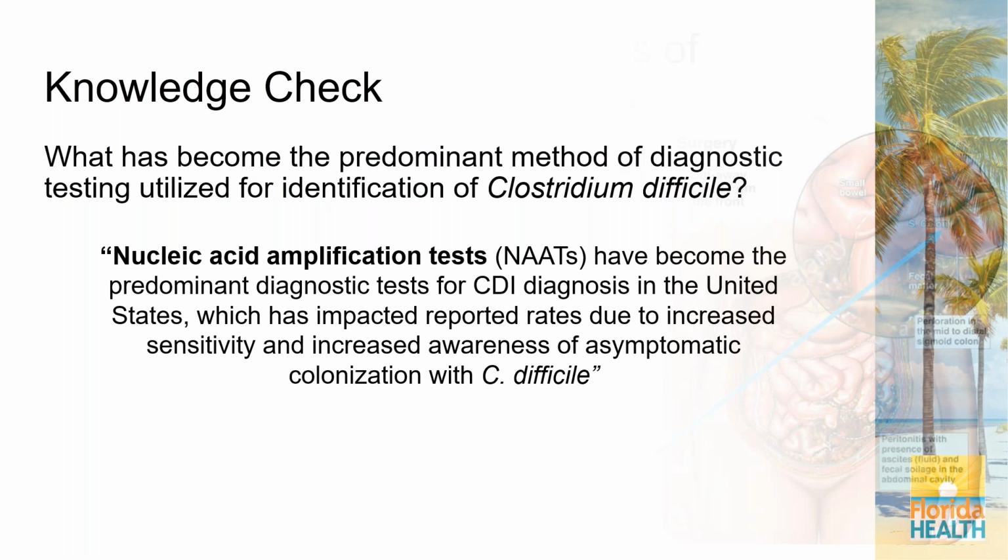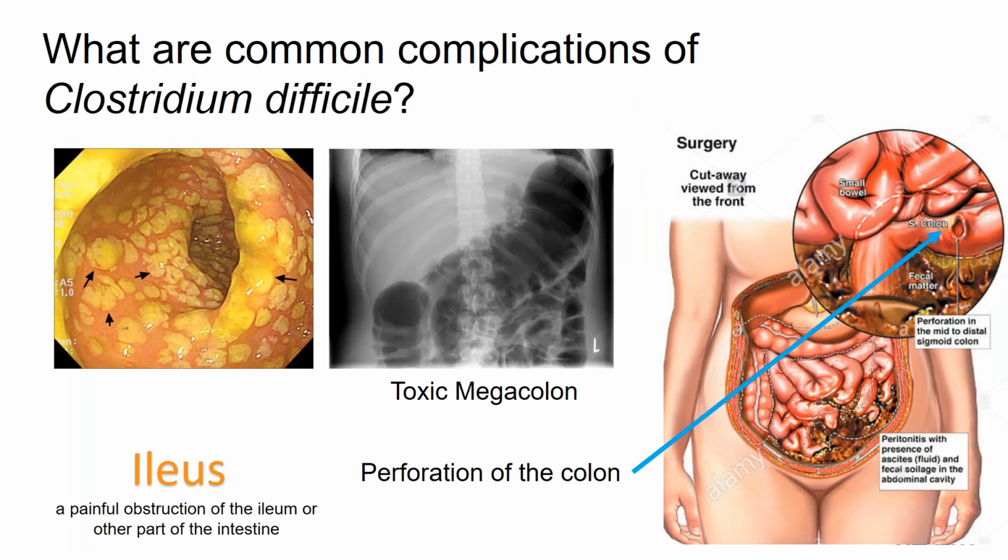Now let's look at some of our most common complications of C. diff. So what do I see right here, this very first picture up on the screen? What are we looking at? Very good, Angela. Pseudomembranous colitis. Yes. So that's what we're looking at here. Over here, we're looking at toxic megacolon, perforation of the colon, right? When the colon is perforated, and then you have some fecal soilage in the abdominal cavity that is not fun for anyone. And then an ileus. I didn't have enough room in my slide, but an ileus is a painful obstruction of the ileum or other part of the intestine.